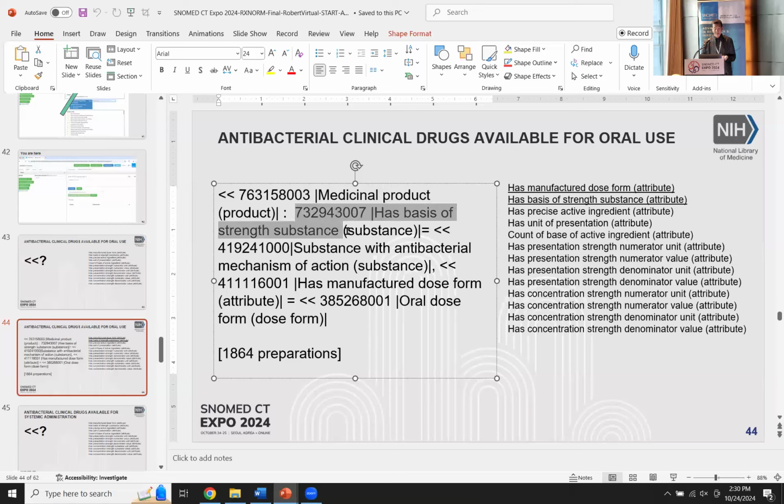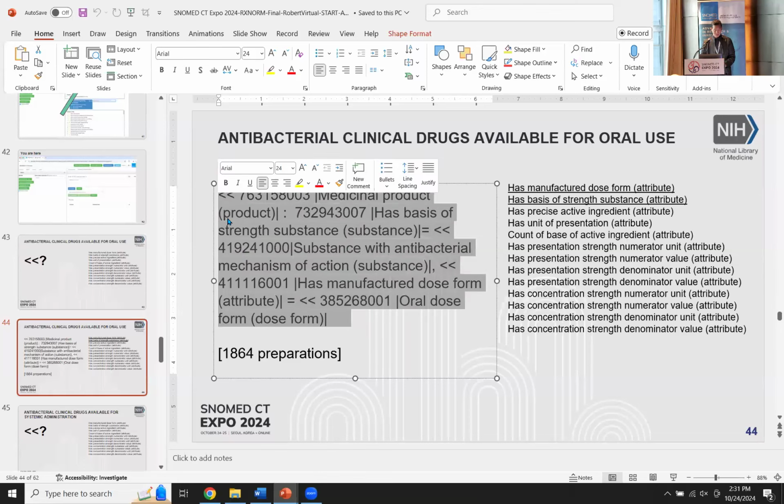That means it has to have a basis of strength substance, which is a descendant of this substance with antibacterial mechanism of action, right? So this part will give you all the antibacterial clinical drugs. And the next part is we want to find drugs that are available for oral use. So that means we need to look at another attribute, which is the manufactured dose form attribute, because this will give you all the drugs that have oral dose forms. So all this together will give you all the drugs that you need.